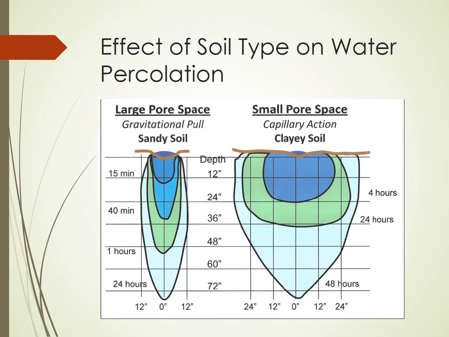Over on the right, you're looking at a soil that's high in clay, and you can see that the movement of water by percolation is different. The water tends to spread out laterally across the soil profile, and that is a function of capillarity or capillary action. After about 4 hours, the water's only gone to a depth of 24 inches. After 24 hours, the water has only moved to a depth of 36 inches. So you can see the difference between the two different soil types.